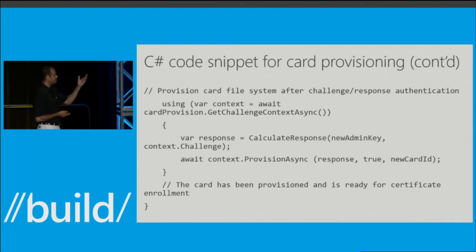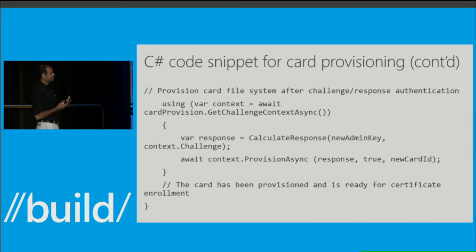So you do the challenge response dance with the server. You start with the challenge from the card. You get a challenge, and in this case, the function name is called calculate response. This is just for demonstration, just for the slide. You're not really calculating a response on the client.